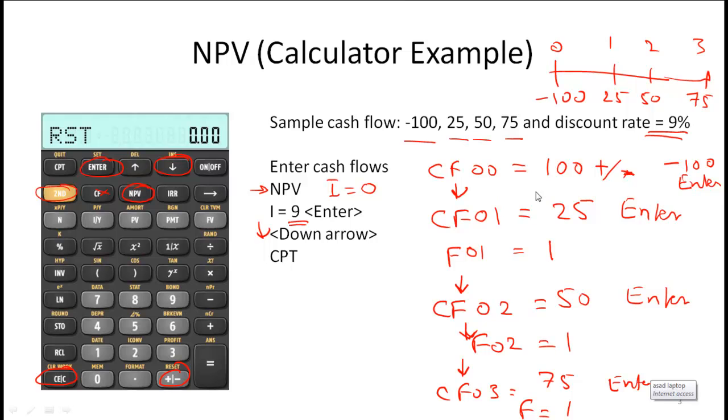If you've entered these numbers, you will now get the NPV equal to 22.93. So practice this a few times. You should become really good at using the calculator.